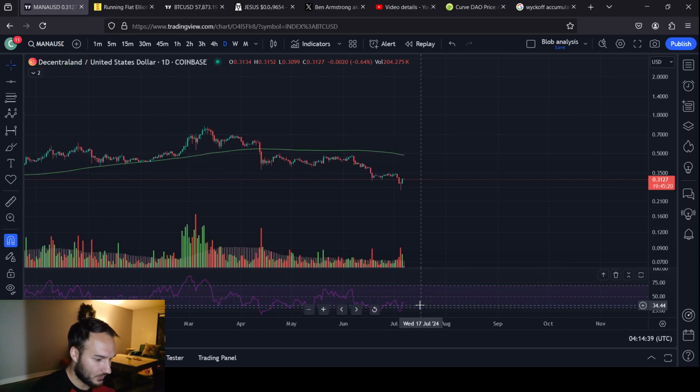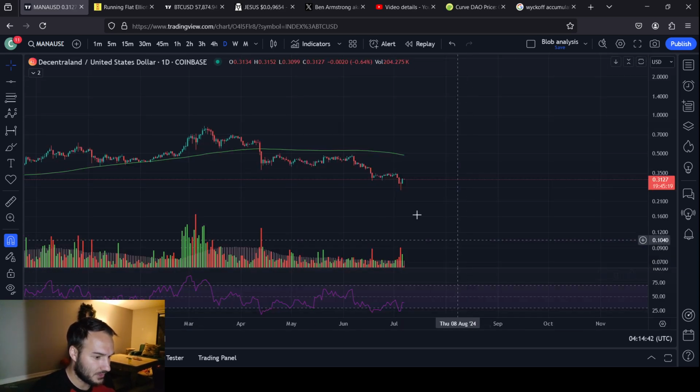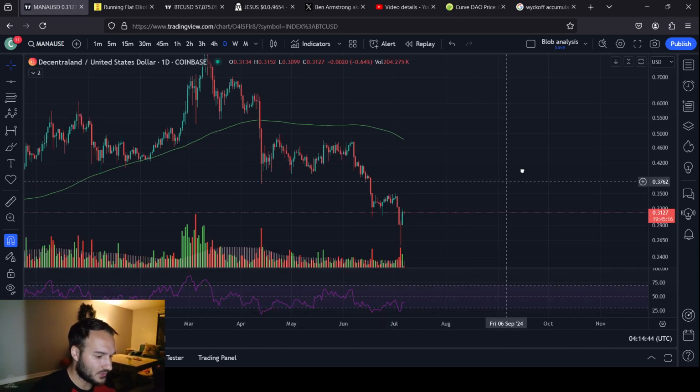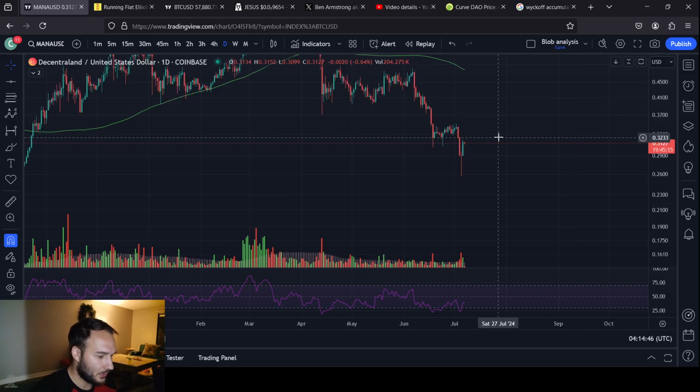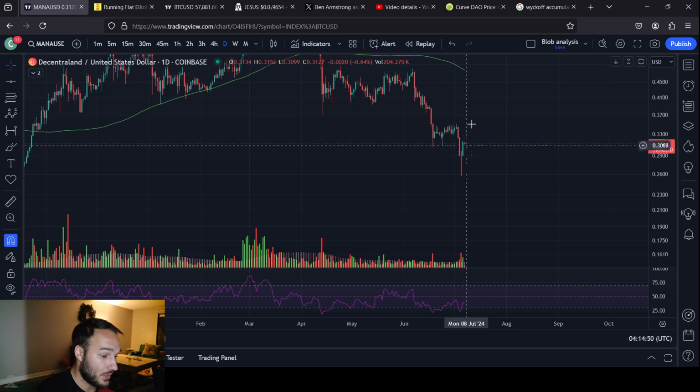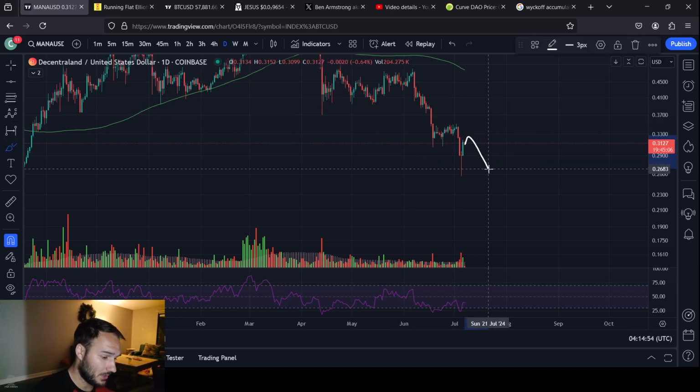So MANA. Bullish divergence confirmed on the daily would call for a move up, essentially right where you are, but just a little bit higher, around 32 to 35 cents. That doesn't mean we're going to go up too much higher, but it does mean we have a little bit more to go. And then we probably come back down.